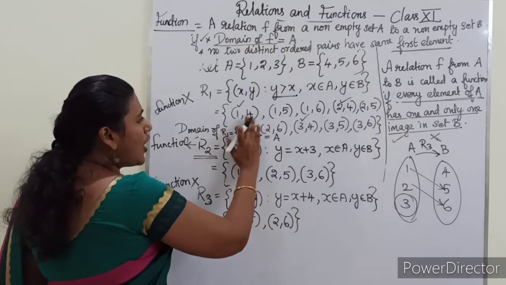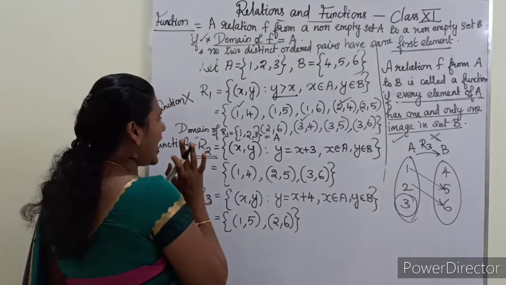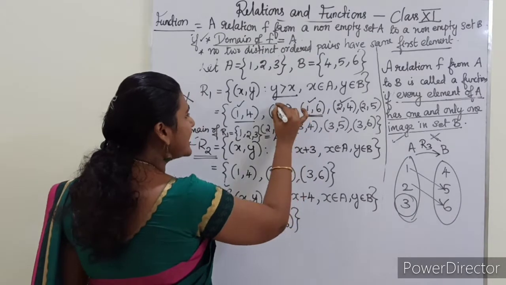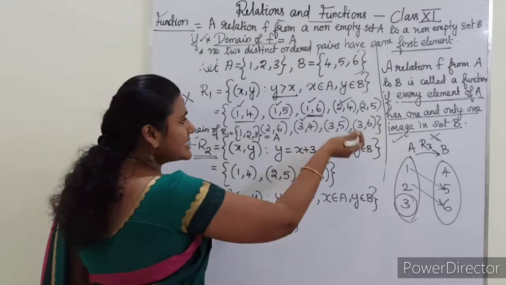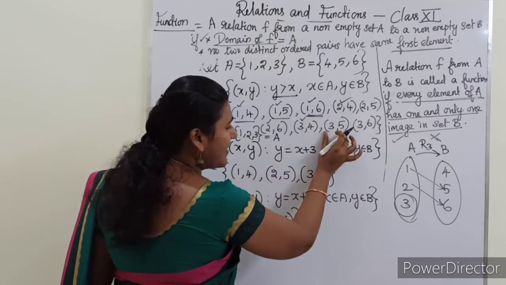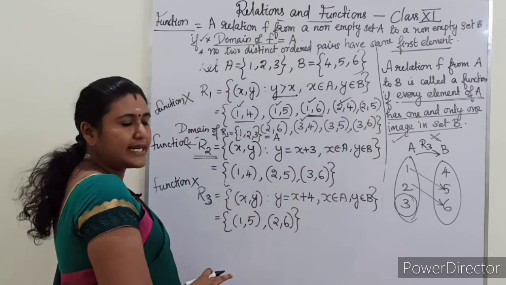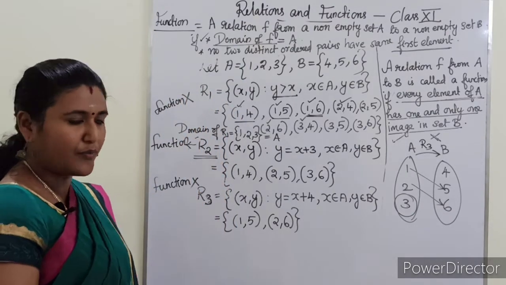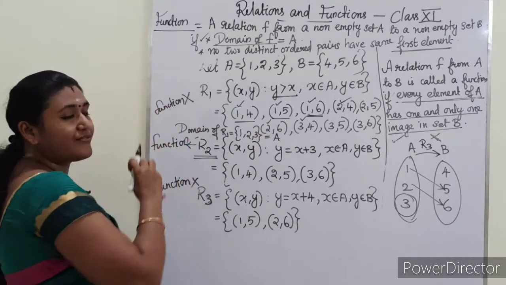So we will check the ordered pairs in the relation R1. Here, if you see, these three ordered pairs have the same first element. The next three, if you check, also have the same first element. Again, the next three elements have the same first element. So the second condition is not satisfied by R1. That is why it is not a function.